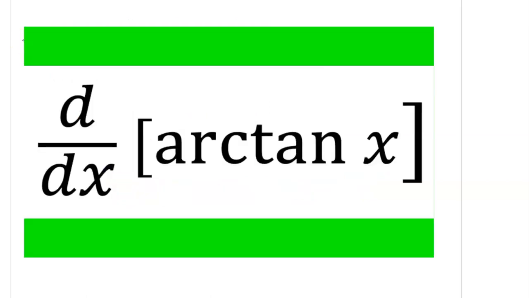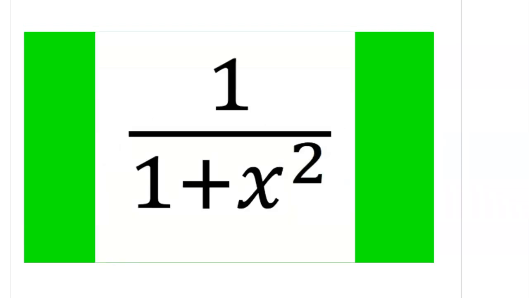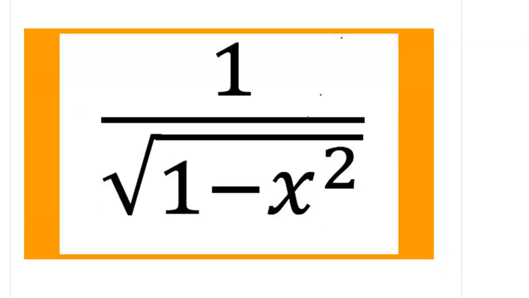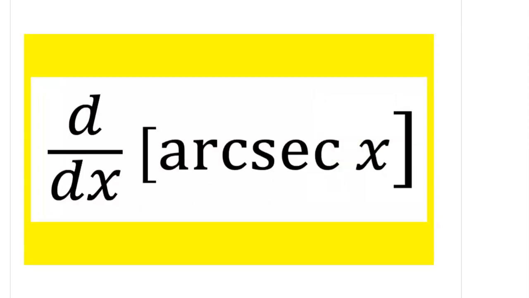Take a moment to memorize the derivatives of the first three inverse trig functions, starting with the derivative of arctangent x. The derivative of arctangent is 1 over 1 plus x squared. Next we have the derivative of arcsine. That is 1 over the square root of 1 minus x squared. You just have to memorize this.